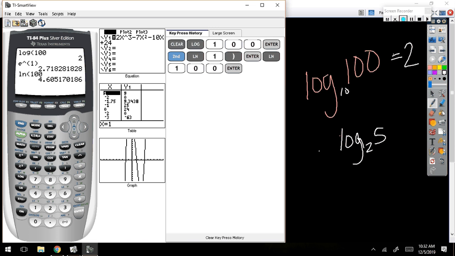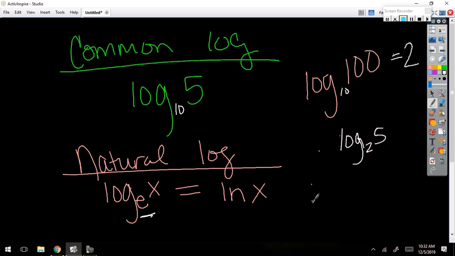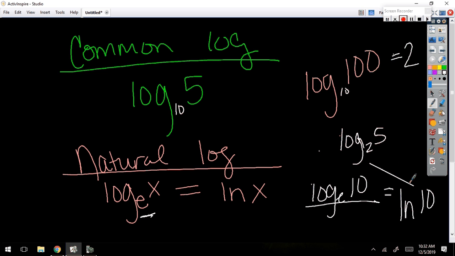If you ever see any log base e, if I said, what is log base e of 10? Well, then what I'm really asking you is, what is the natural log of 10? And nobody's going to write it like this. They're going to write it like this. It's up to you to know that this means that. Does that make sense?